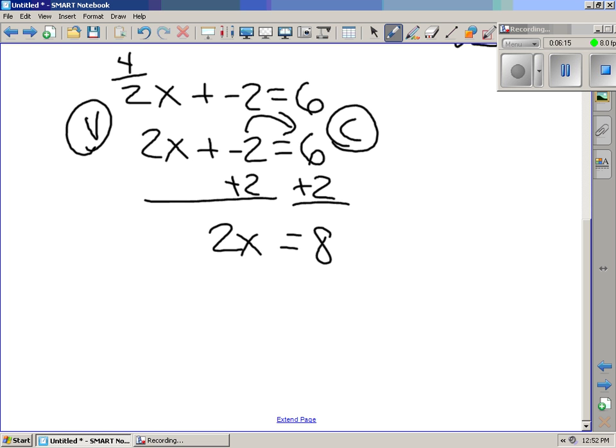The final step is to get rid of the 2 that is keeping the x from being alone. And we get a result of 4. x equals 4.